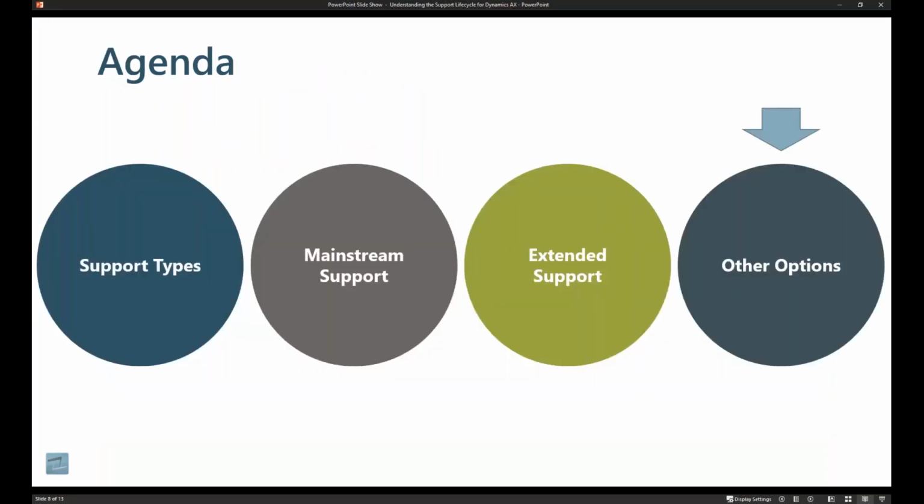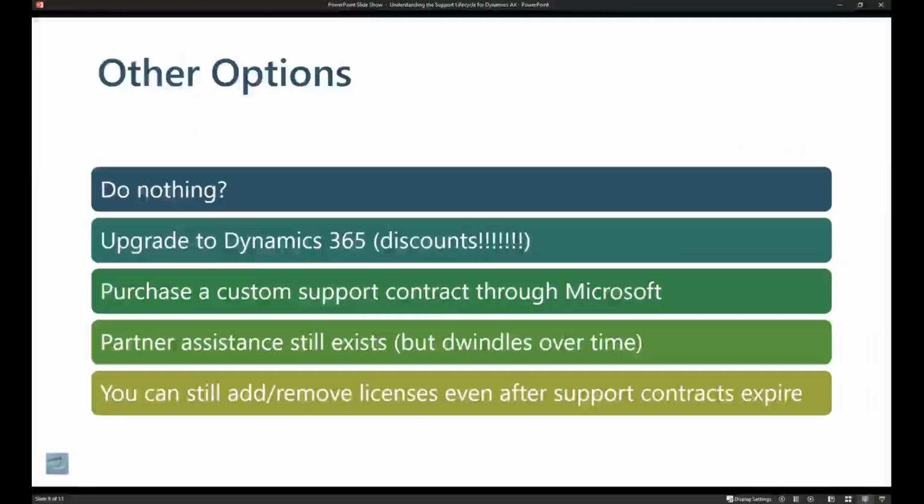And then lastly here, what are your other options with this? I've read a couple of blogs and I've talked to a couple other people as well. The one that comes to the front of mind is do nothing. And ironically, I actually know a couple of customers that are in that position. The thing about doing nothing, obviously, is that you're on an island when you're looking at any type of support that you need.